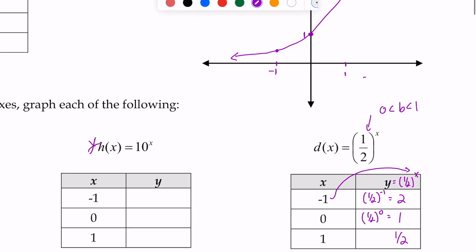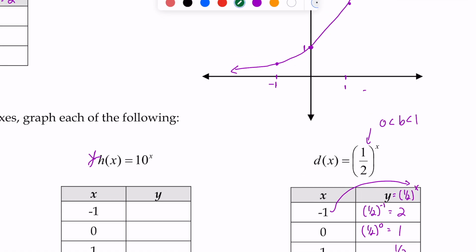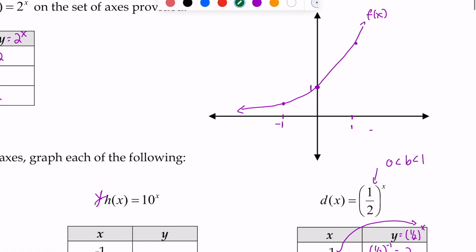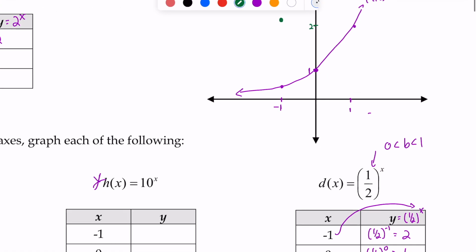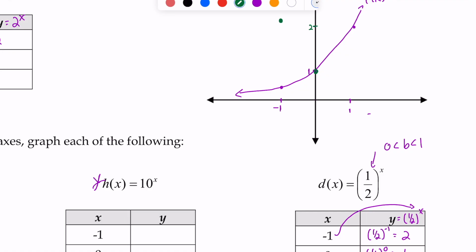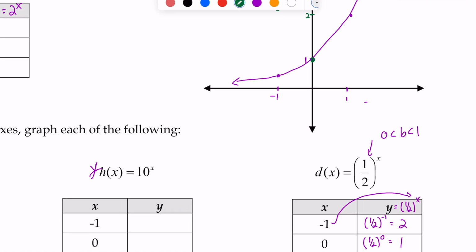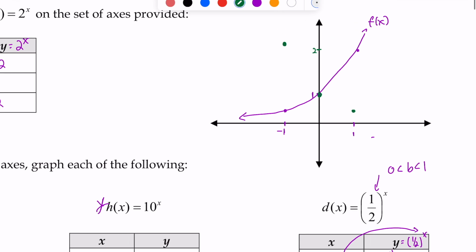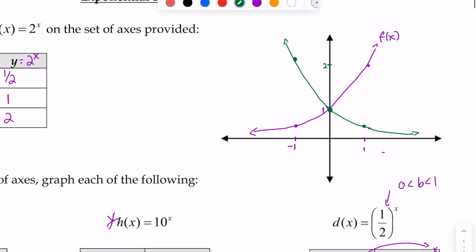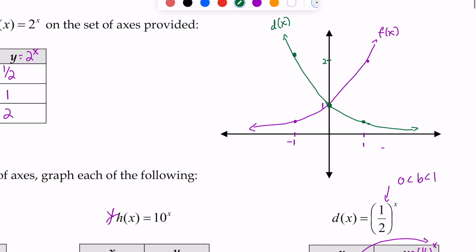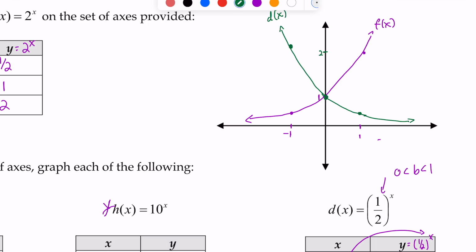So let's plot that. Let's do it in green. So at coordinate of -1, you're at 2. So that was our 2 right up there. So you're right up here. At an x value of 0, you are right here. And at an x value of 1, you are at 1/2. So you're right here. So notice how the graph looks different. We're coming from the other direction because this one had a value that was between 0 and 1.